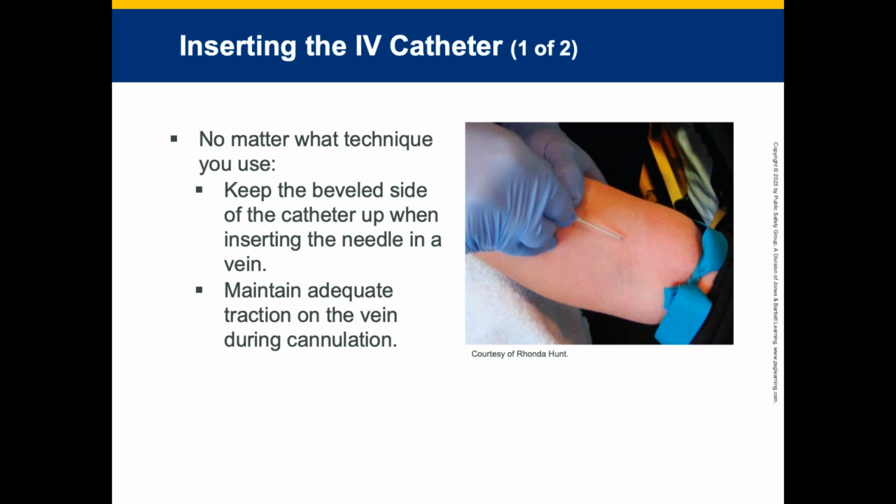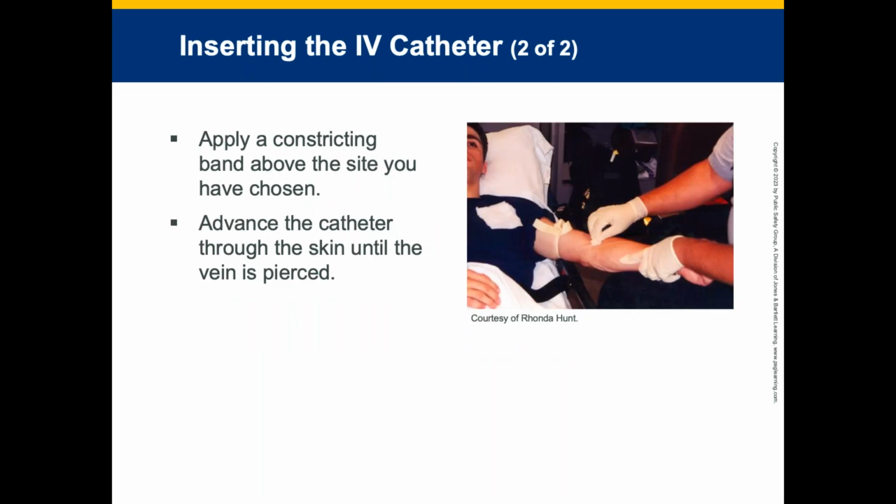Right, we don't do blind sticks. Have an idea of vein layout if you need to, but please do not just start sticking people as a pin cushion to try to find an IV. And I'll show you other different techniques as well on Sunday. Apply the constricting band above the site you have chosen, and then advance the catheter through the skin until the vein is pierced or punctured.